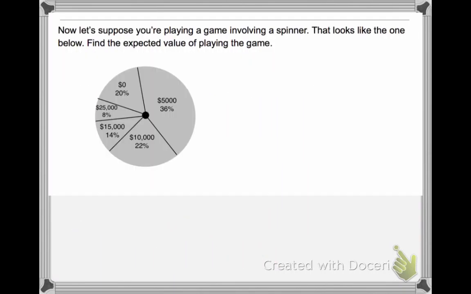Let's do another example. In this one, you've got a spinner, and you're just going to simply spin the spinner, and depending on where the spinner lands, that's how much money you're going to win. So let's suppose that this is your spinner. In this one, we're not going to have to figure out the probabilities at all. We're just going to have to find the expected value.